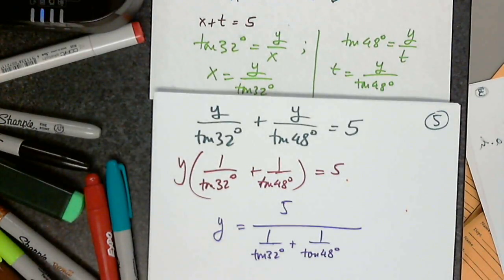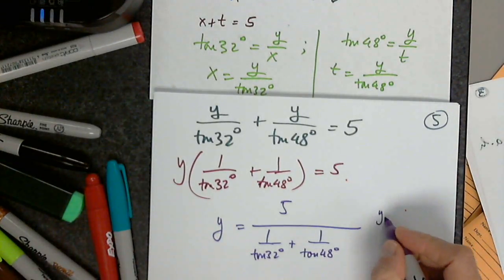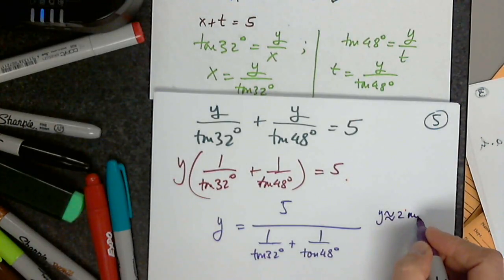Excellent. Don't bother with that. Just put the whole thing in the graphing calculator. There's no point in doing anything else. So 5, there is no need for parentheses for the top, divided by, in parentheses, 1 divided by tangent 32, close the parenthesis, and then plus 1 divided by tangent 48. Close the parenthesis for the denominator, and I'm done. So I found the height of the plane, the altitude. I'm going to say roughly 2. So I'm going to say y is approximately 2 miles.